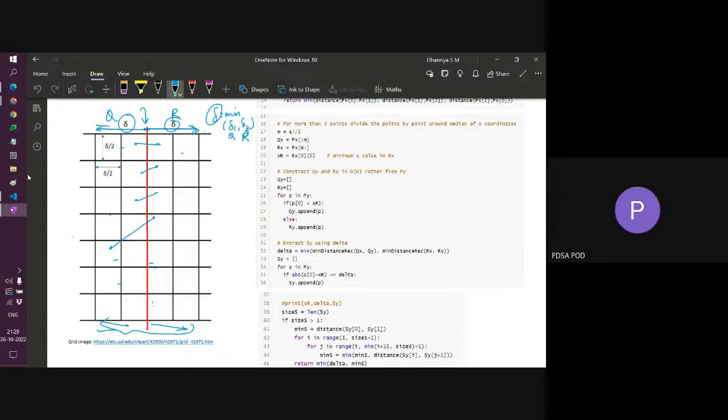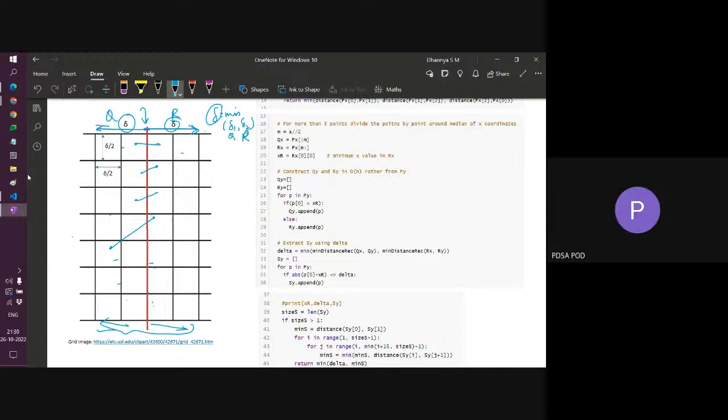Okay. Is it clear, everyone? Yes. Why are we considering only these lines that cross this red line? Is it clear for everyone? Yes, ma'am. So is there any reason, ma'am, why we are taking this 2 delta window?